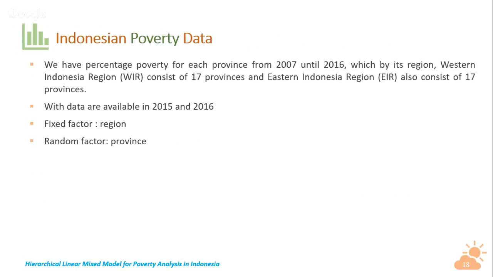For the Indonesian poverty data, we use the poverty of each province from 2007 until 2016, defined by region. The Western Indonesian region consists of 17 provinces, and the Eastern Indonesian region also consists of 17 provinces. I'm sorry, this is less of an explanation. There is one province in the Eastern Indonesian region that only has data for 2015 and 2016.